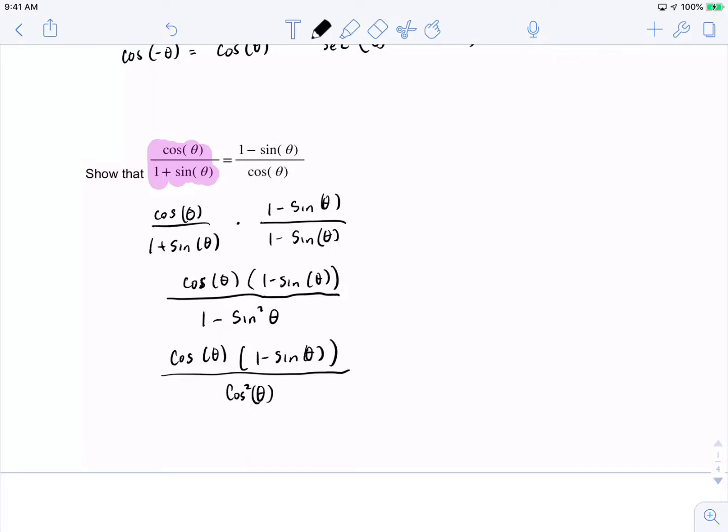Just in case you don't see that, I'll do that on the side. Remember, sine squared theta plus cosine squared theta was equal to 1. So then cosine squared theta is equal to 1 minus sine squared theta. And that's how I did that. Now canceling from there, I'm going to get 1 minus sine of theta over cosine of theta. And we can see that that is in fact the other side. And so we've done this problem and solved it. This is kind of what you're going to be doing in this section for the homework.